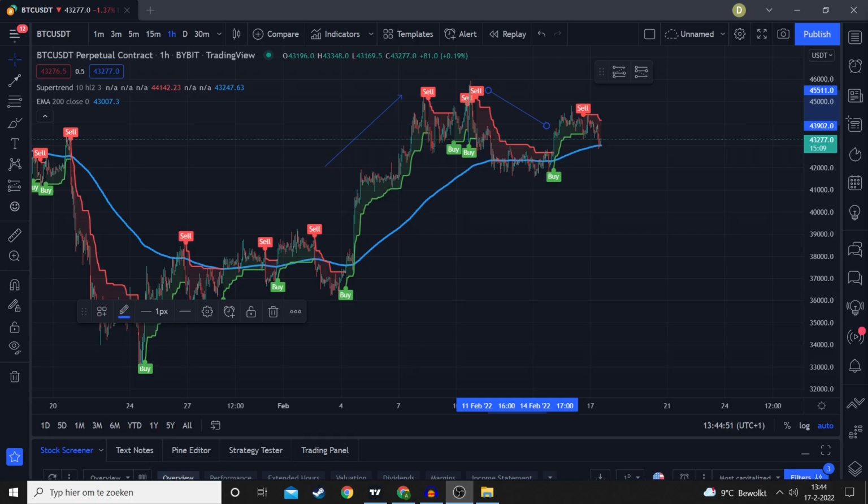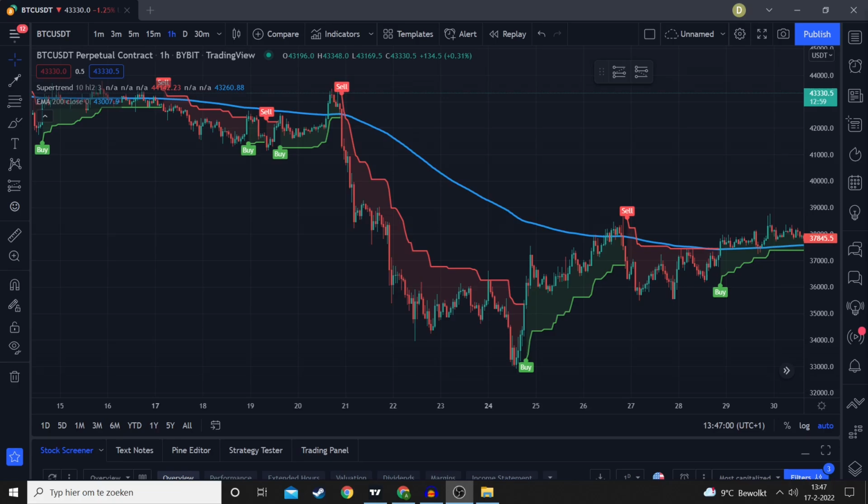New traders will probably use only the Supertrend indicator. But when we combine it with the EMA 200, we will see a way better win rate. We will be using the EMA 200. Like I stated in a previous video, when we're above the EMA 200, we are in a bullish scenario, so in a bullish market. And when we are down, underneath the 200 EMA, we are in a bearish market.